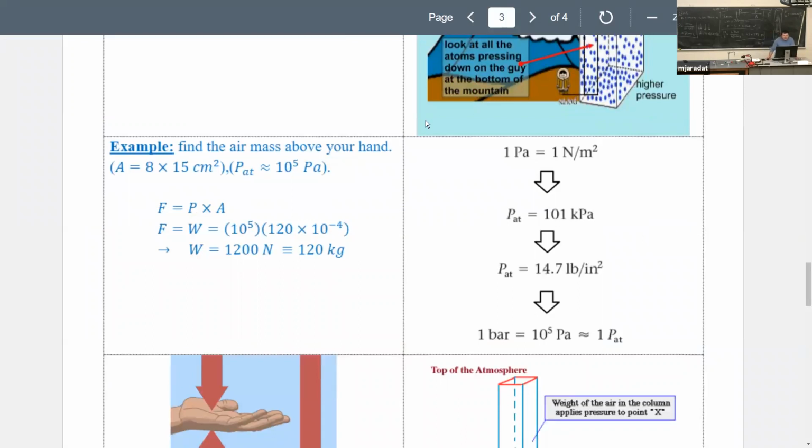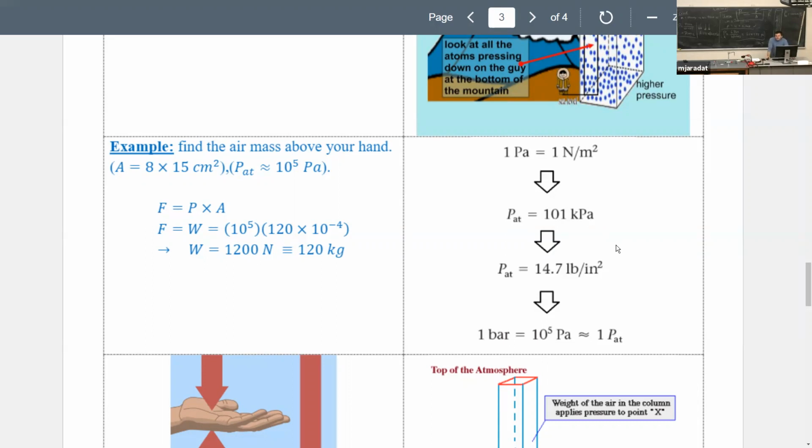Now we have this example, as you see. Find the mass of the air above your head, above your hand. Yes, this is our hand. If you look here, each 1 Pascal is 1 Newton per square meter. The atmospheric pressure is almost 101 kilopascal, which is about 100 kilopascal.